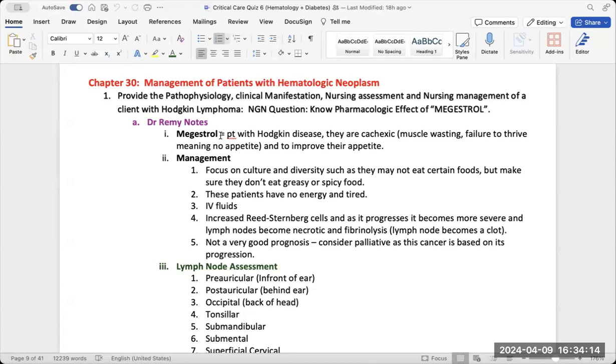Yes, and that's because this is a cancer patient, and they are cachexic, which means they're having muscle wasting or very, very weak muscles, and they have failure to thrive, meaning they don't really have much of an appetite. So they have weak muscles, no appetite. We give them megestrol to increase their appetite so that they eat more and we can reduce those symptoms.